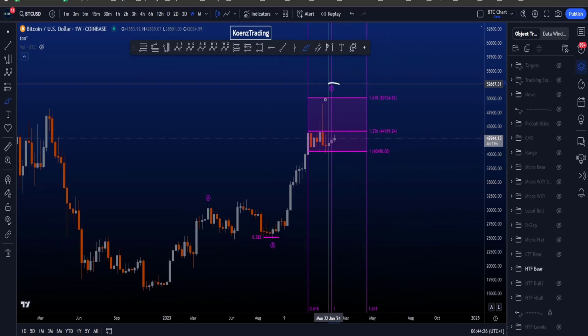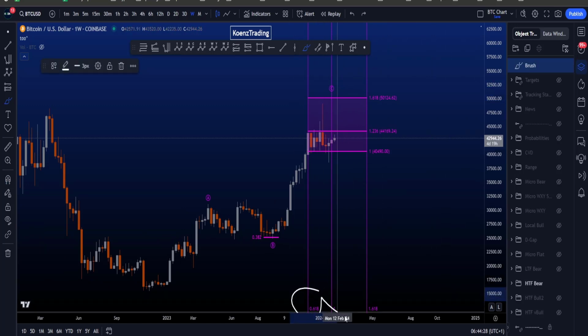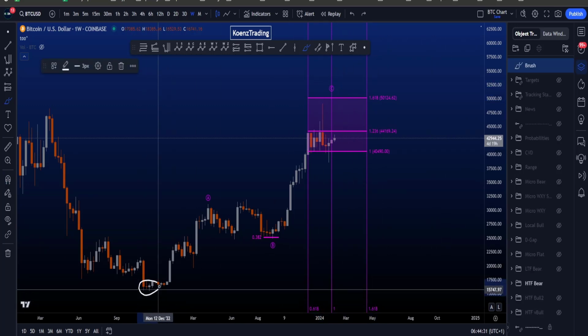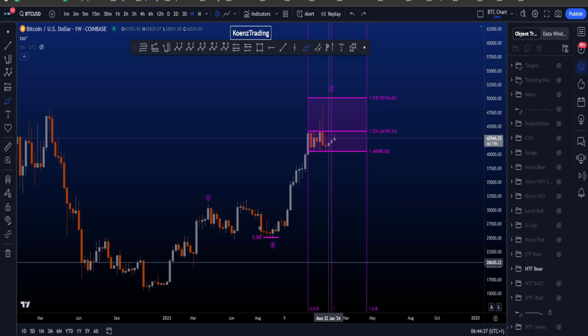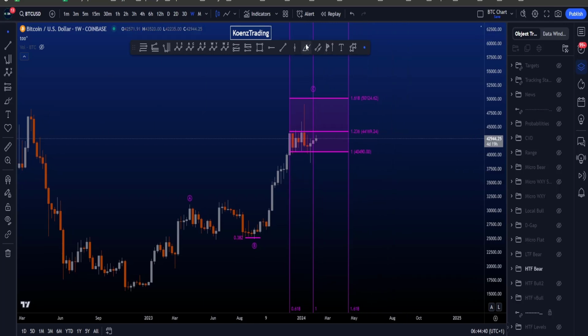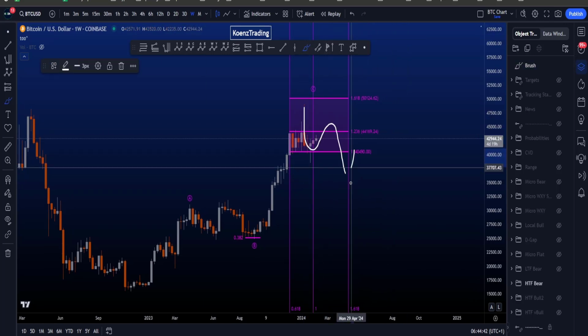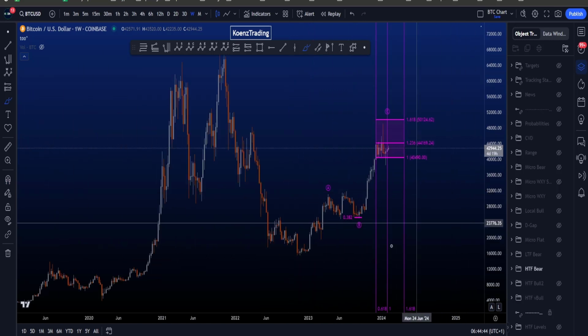And time-wise, wave C preferably ends between the 0.618 and the 1.618 fib time, taken from the low to the high of A to the low of B, which is an area between the 4th of December last year and the 22nd of April. After a wave C, we of course want to see impulsive continuation to the downside, as we are looking for price to take these lows.